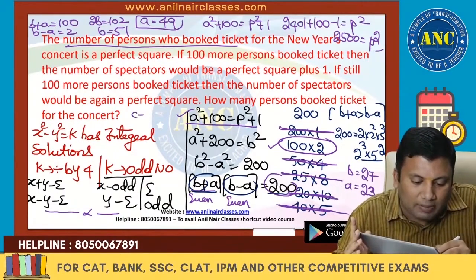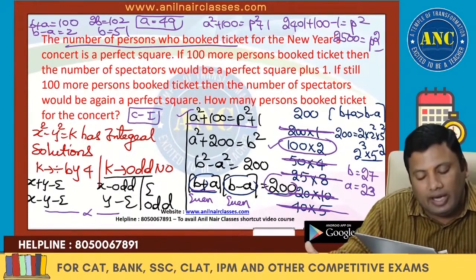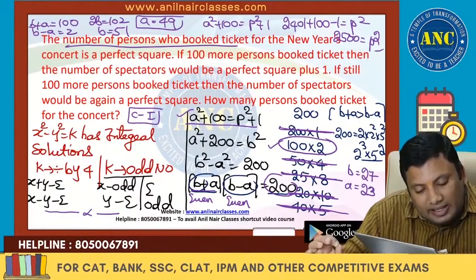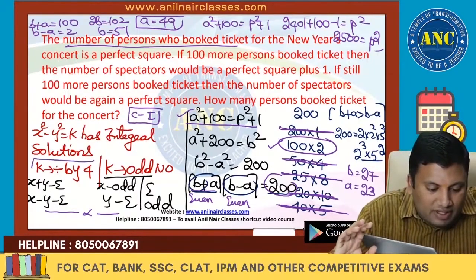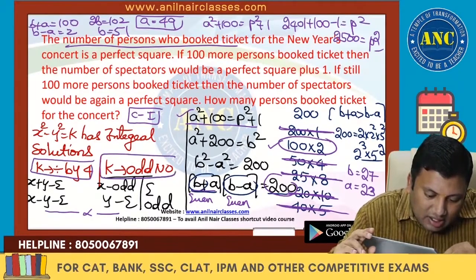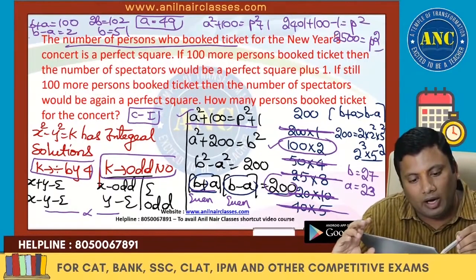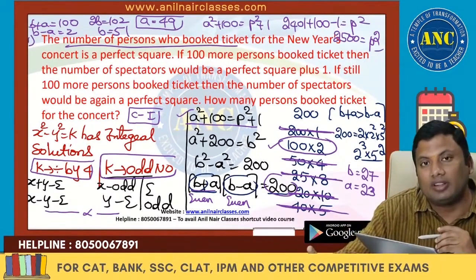What is the concept used in this question? x square minus y square equivalent to k. This equation has integral solutions only if k is divisible by 4 or k is an odd number. Question number 1, I hope it is clear along with the concept.